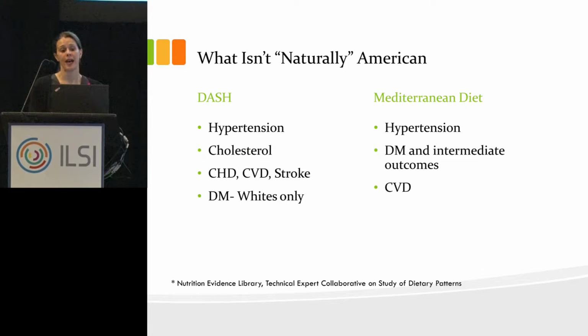I'll tell you what is not naturally American. I think that's the best way to start. Dietary Approaches to Stop Hypertension. So this is an intervention trial that has 8 to 10 servings of fruits and vegetables a day. This is not a typical American pattern, but when applied to American populations, we have seen a lot of health benefits: hypertension, reducing cholesterol, reducing risk of heart disease, and even reduction in diabetes for white Americans. Again, the Mediterranean diet is not inherently American, but when applied to Americans, does have health benefits.